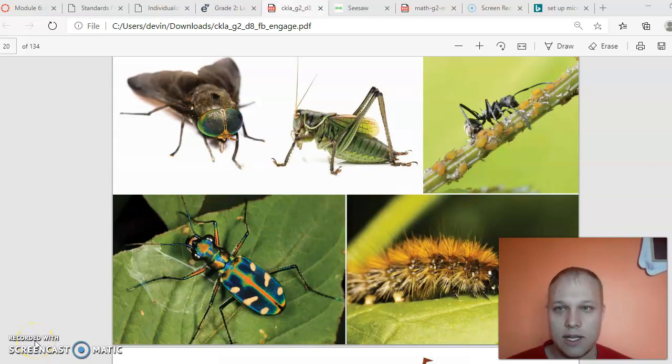Boys and girls, today I'm going to read lesson 2 of our new listening and learning unit on insects. This one is called What Makes an Insect an Insect. There are some vocabulary words first that I'd like to go over.